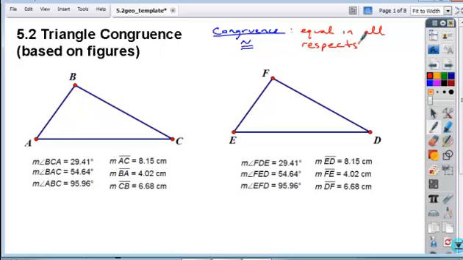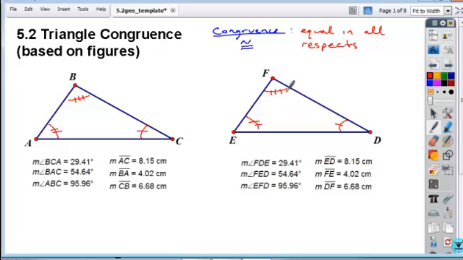When you're looking for triangle congruence based on given figures, you look at these two triangles to see whether all of their corresponding pieces are congruent to each other. In the triangle on the left, angle C is 29. On the right, angle D is the same measure. On the left, angle A is 54. Angle E is the same measure. Angle B is 95. Angle F is the exact same measure. So all of these corresponding angles are congruent to each other, or equal.